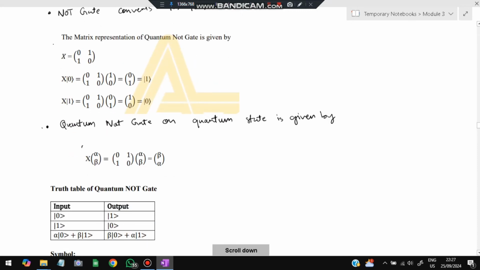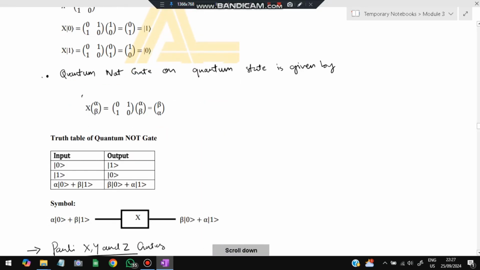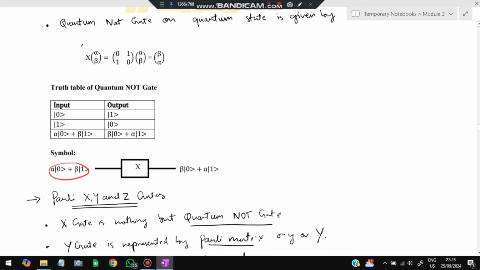So the quantum NOT gate on the quantum state is given by alpha and beta, times X. If you multiply them both, it will become beta and alpha. It will just reverse it. Here you have to make the table with the input and the output. Input is first 0, then 1. Then we have the function here, the superposition state. For 0 it will become 1, for 1 it will become 0. For alpha 0 plus beta 1 it will become beta 0 plus alpha 1. Here also the same thing, write the same here, make a box and write X in it to represent the NOT gate. And here we have the output result, which is beta 0 plus alpha 1.